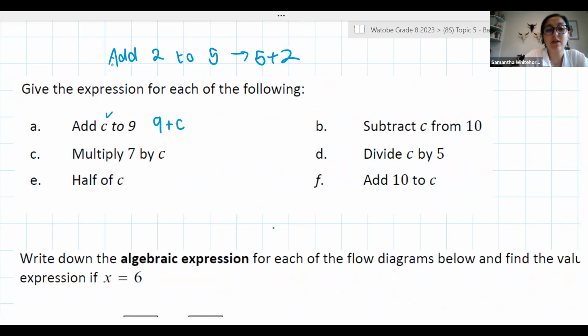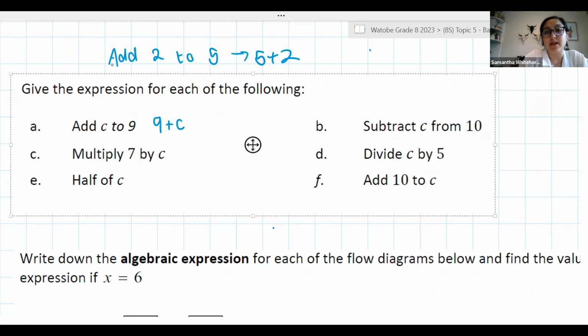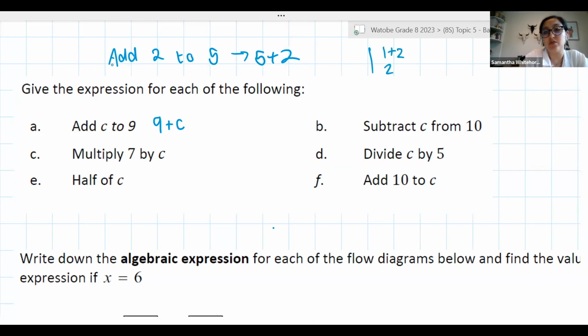C is our variable in each of these cases. Now, guys, we do know that order of addition doesn't matter. Whether you say 1 plus 2 or 2 plus 1, either way, you're going to get an answer of 3. So yes, technically c plus 9 is correct, but according to the wording, it said add c to 9. So we should write down 9 plus c.